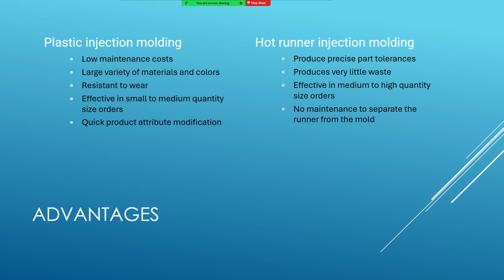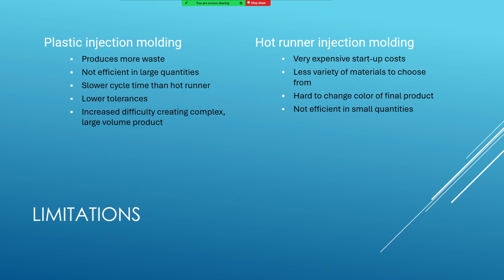For hot runner injection molding, it produces better part tolerances since you can control the pressure and the temperature of your material. There is very little waste because, as Anthony said, you don't have to discard the runner after each cycle. Similarly, there's a large product volume size because you don't have to remove the runner. And not having to remove the runner requires little maintenance, so it decreases the maintenance costs.